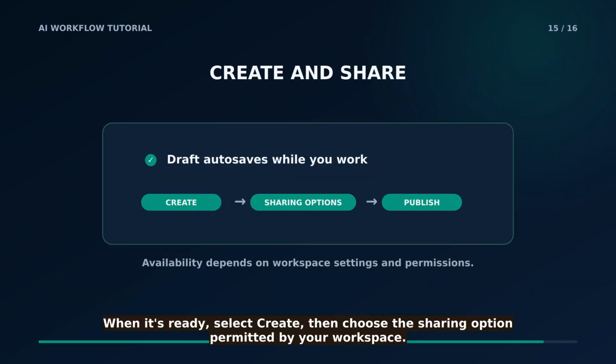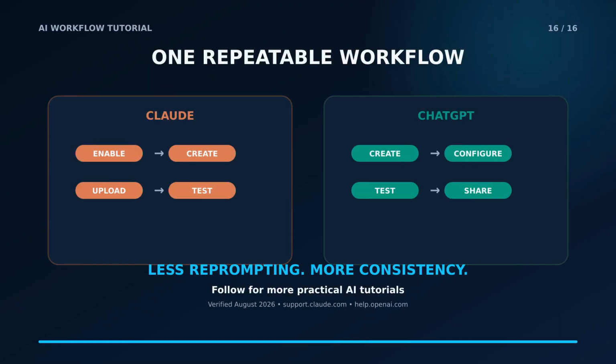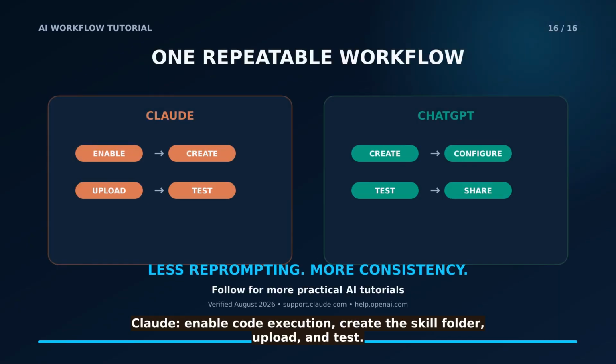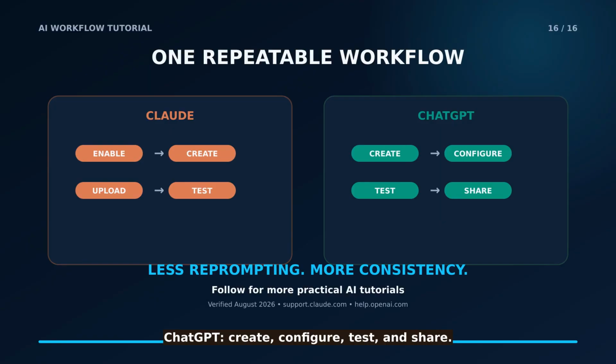Recap. Claude. Enable code execution, create the skill folder, upload, and test. ChatGPT. Create, configure, test, and share. 2 minutes, 1 repeatable workflow, and far less prompting.